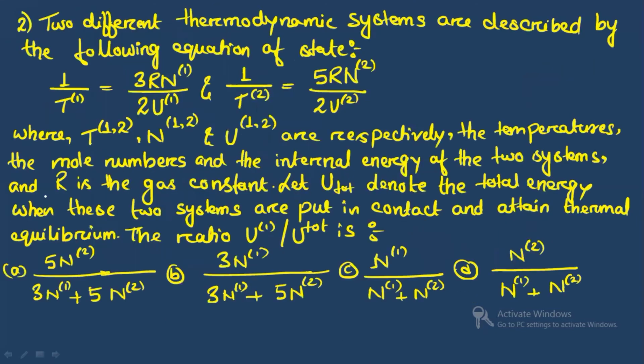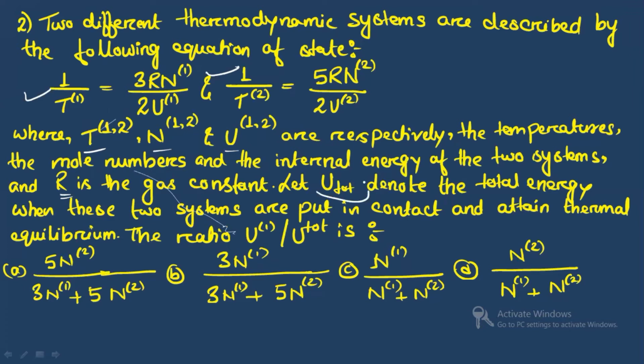Now let's come to the next question. Here it is said two different thermodynamic systems are described by these two equations of state. Here this T, N and U represent the temperature, mole numbers and internal energy of the two systems. R is the gas constant.